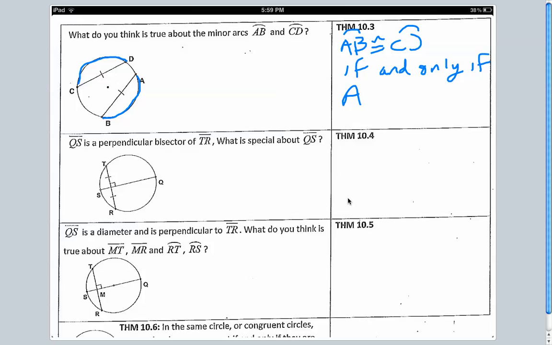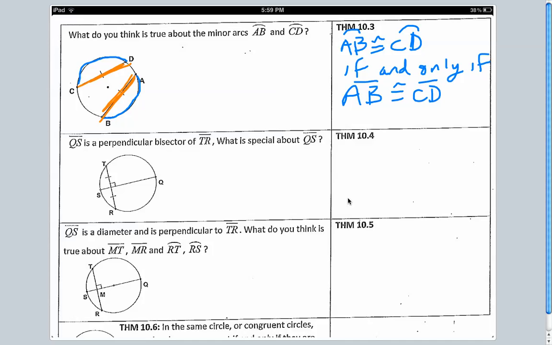segment AB is congruent to segment CD. Okay, so this is all based off this fact that segment AB is congruent to segment CD. Because those two things are congruent, the arcs must be congruent. Alright, let's move on. Theorem, next one.